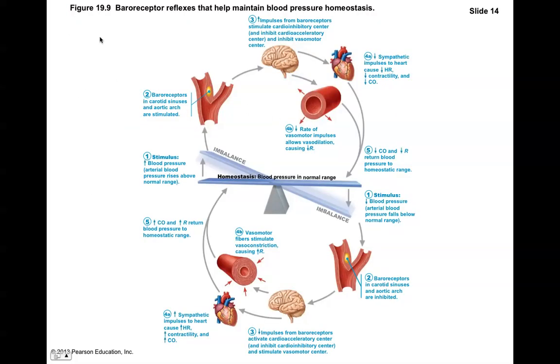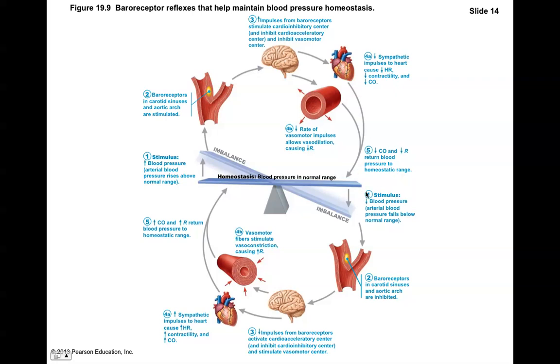And here are the baroreceptor reflexes summarized. Here you've got increased blood pressure. Arterial blood pressure goes too high, baroreceptors are stimulated. This sends the message from the baroreceptors to stimulate the cardioinhibitory center. This is going to decrease sympathetic impulses to the heart, causing decreased heart rate, decreased contractility, and decreased cardiac output. Also, you have a decreased rate of vasomotor impulses, allowing vasodilation, and here you have decreased cardiac output, decreased resistance, helping to return blood pressure to normal.